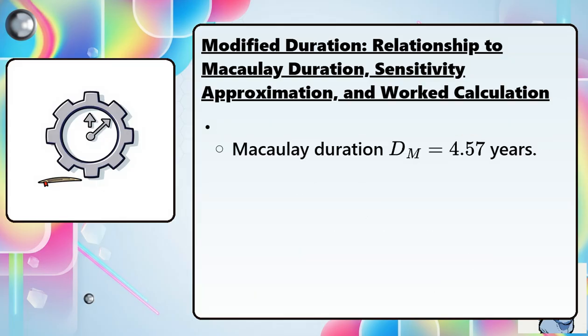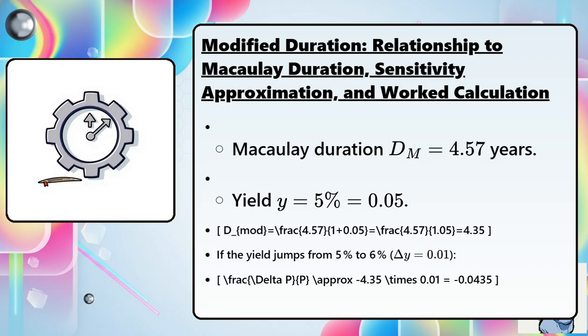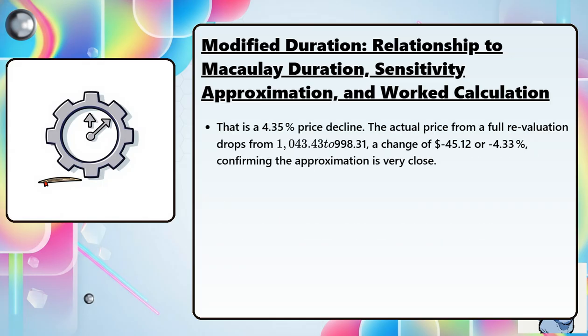Macaulay duration D sub M equals 4.57 years. Yield y equals 5% equals 0.05. D mod equals 4.57 divided by (1 plus 0.05) equals 4.57 divided by 1.05 equals 4.35. If the yield jumps from 5% to 6%, delta y equals 0.01. Delta P over P approximately equals negative 4.35 times 0.01 equals negative 0.0435. That is a 4.35% price decline.